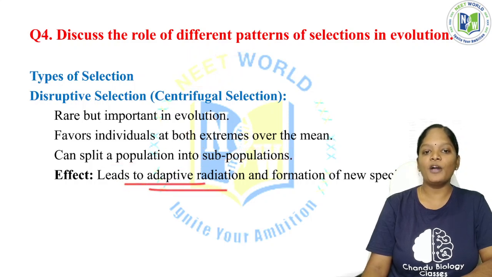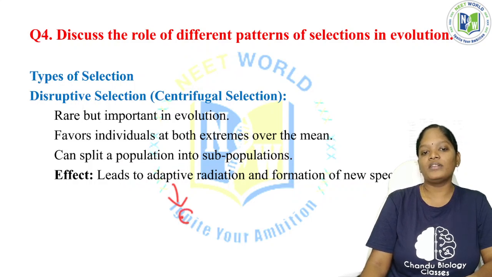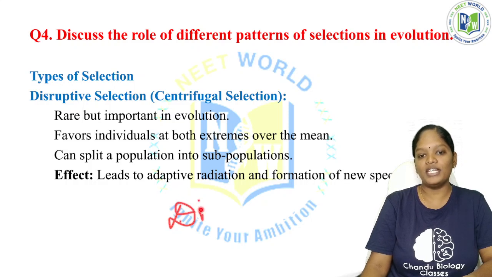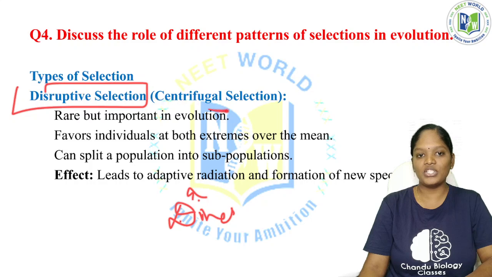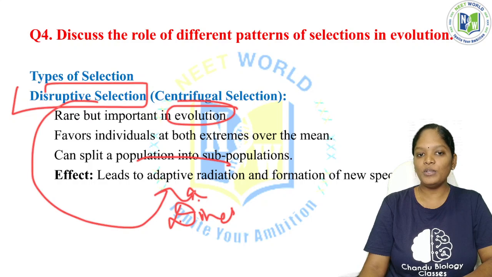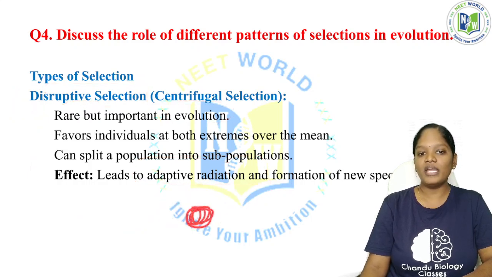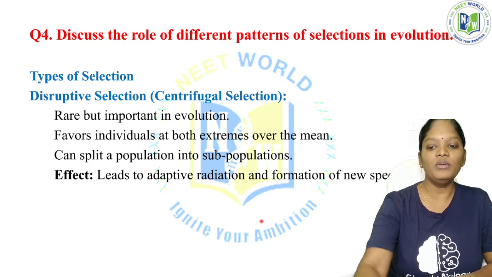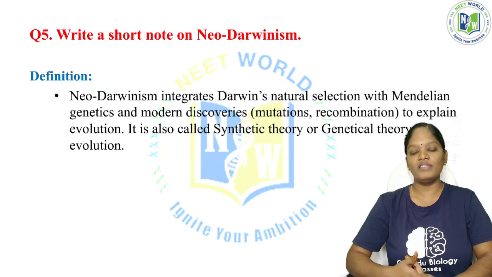It leads to adaptive radiation and forms new species, which means convergent evolution. Sorry, divergent evolution. Divergent evolution is adaptive radiation. So disruptive selection is very important in evolution. It leads to adaptive radiation, that is nothing but divergent evolution, so from one common ancestor it leads to different species. So that's all about the different patterns of selection in evolution.